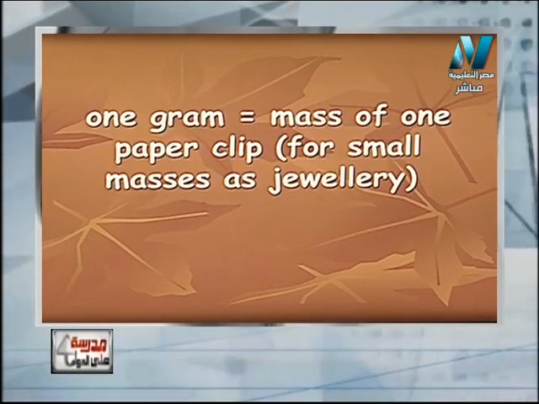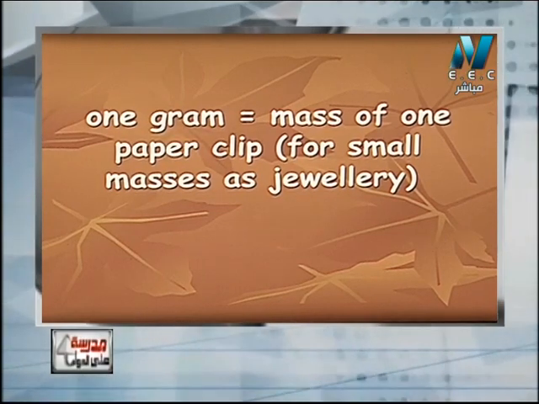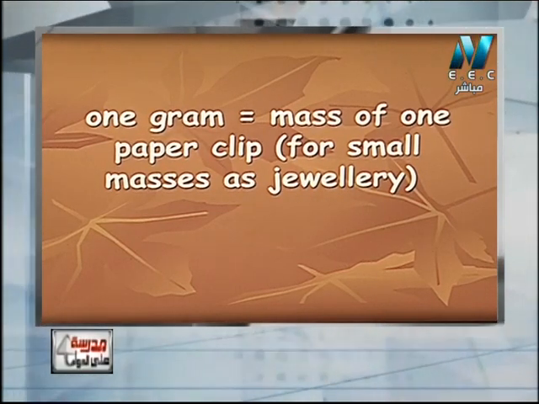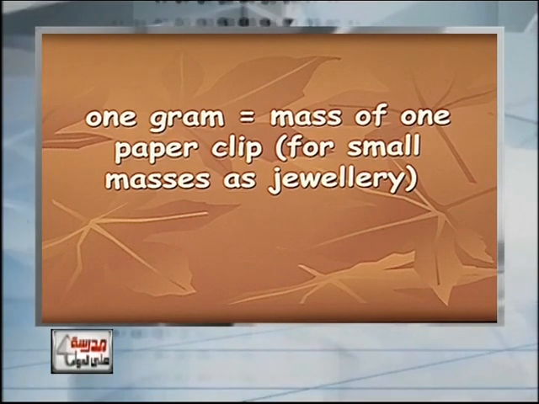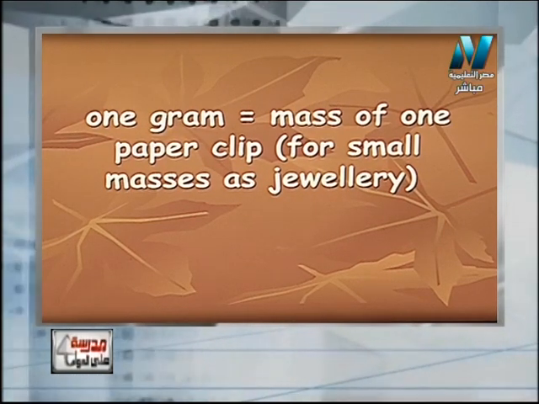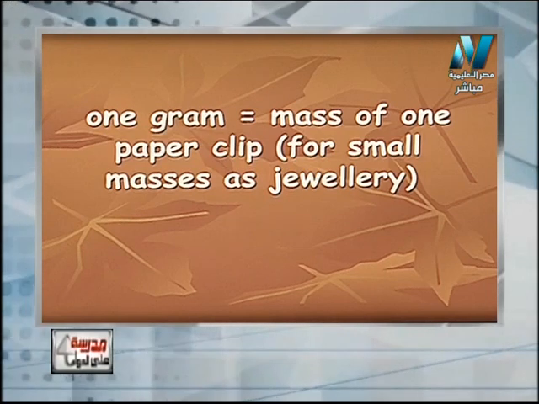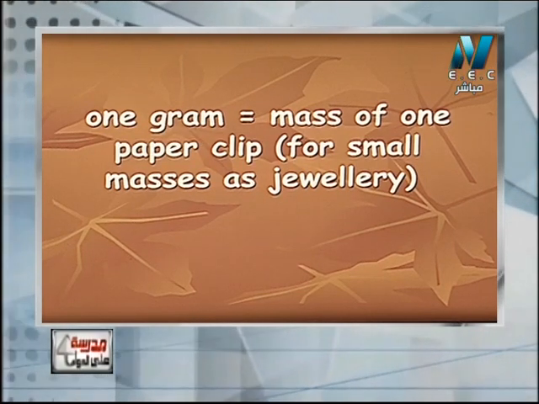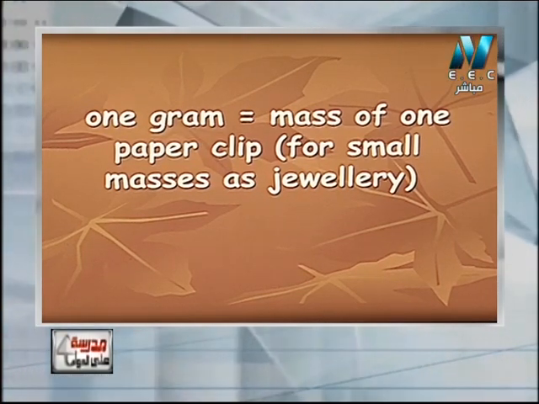What about gram? 1 gram equal as I said before mass of one paper clip. الجرام ده تقريبا بيساوي كتلة دبوس ورق. دبوس حاجة صغيرة جدا. هو فعلا الجرام ده حاجة صغيرة جدا عشان كده بنستخدمه for very small and precious substances such as jewelry or gold or silver.